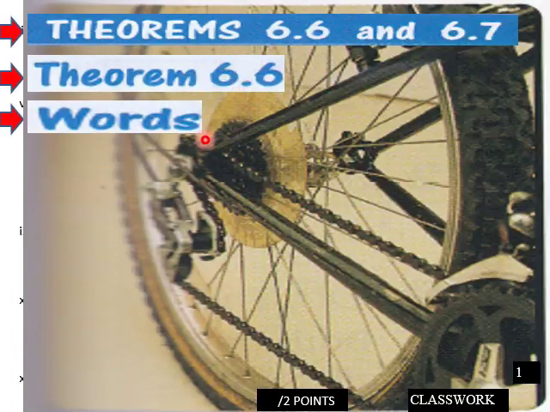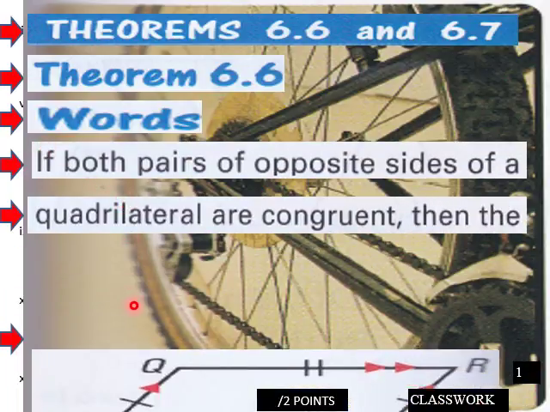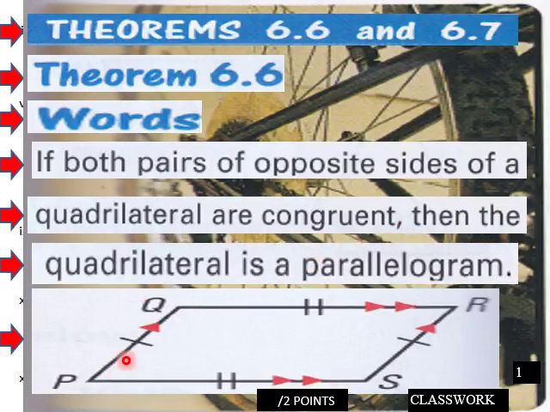Theorem 6.6, words. Copy this down, students. This is in your class worksheet. If both pairs of opposite sides of a quadrilateral are congruent, then the quadrilateral is a parallelogram. So if opposite sides of a quadrilateral are congruent, then the quadrilateral is a parallelogram. So these are opposites here, opposites here.